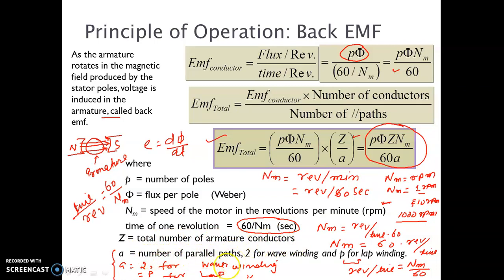I have already explained this in my lecture 5 and also in lecture 3. So this is all about the principle of back EMF, how back EMF is generated in the armature of a DC machine. The machine may be a motor or a generator. In both cases, this induced EMF, Phi Z N P by 60A, will remain the same, either for a motor or for a generator.